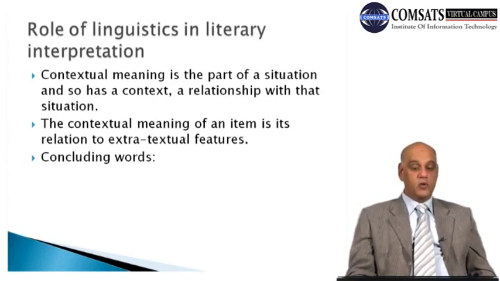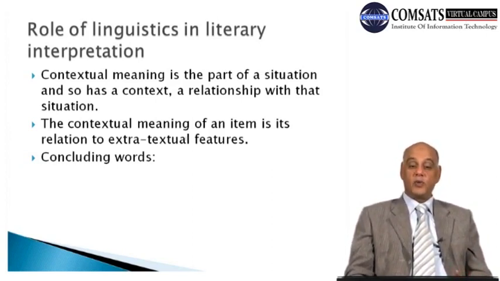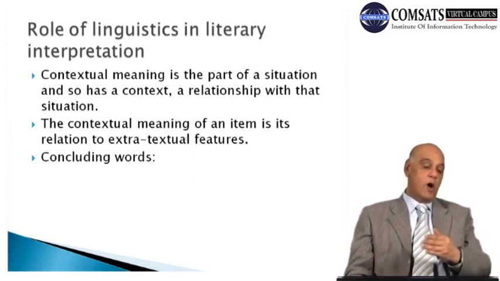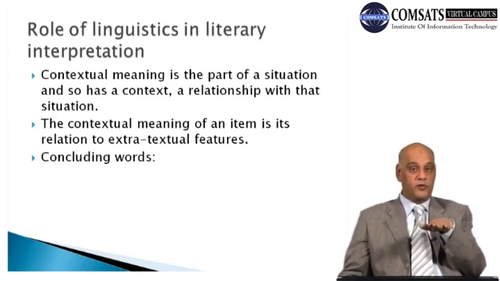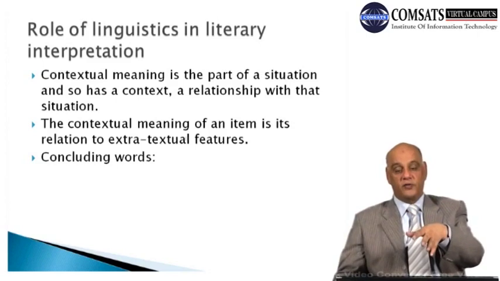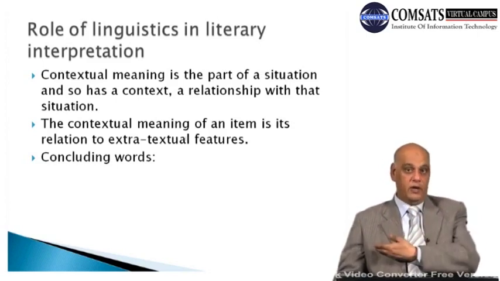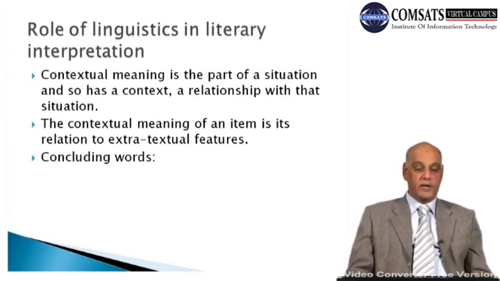So how can you find the contextual meaning of an item? It is taken in relation to extratextual features. You move out of the text. You are not talking about the textual features. You move out of that, and it's beyond the textual features, beyond the apparent meaning of the text. Then only do you talk about the context.